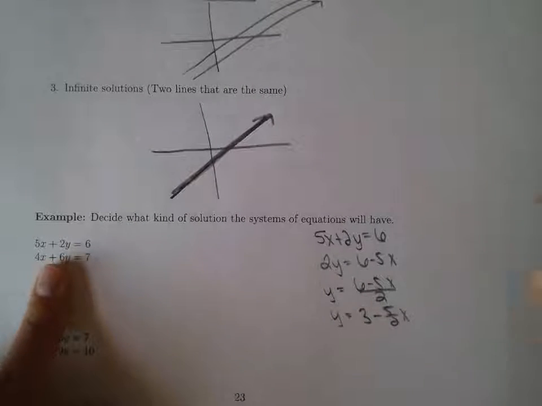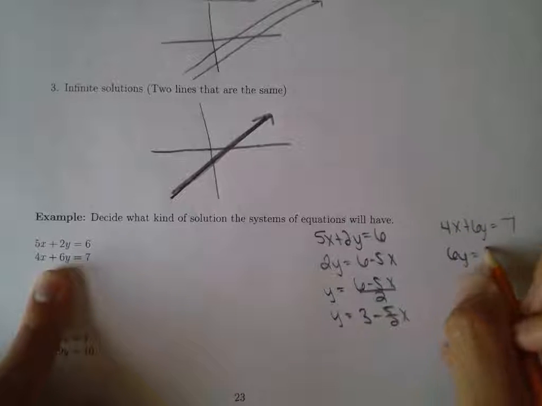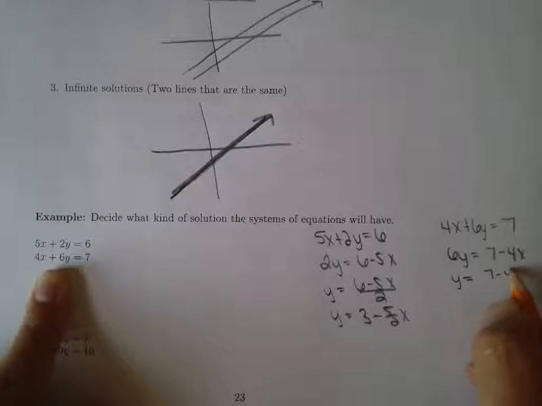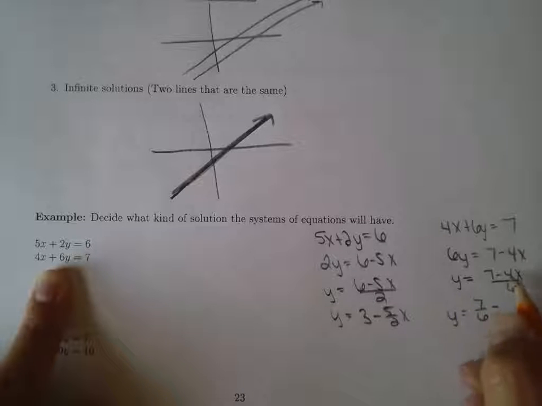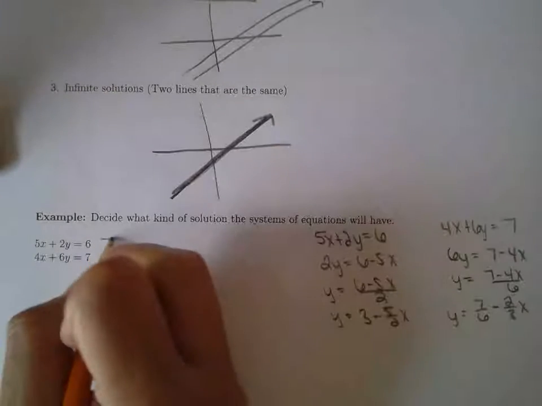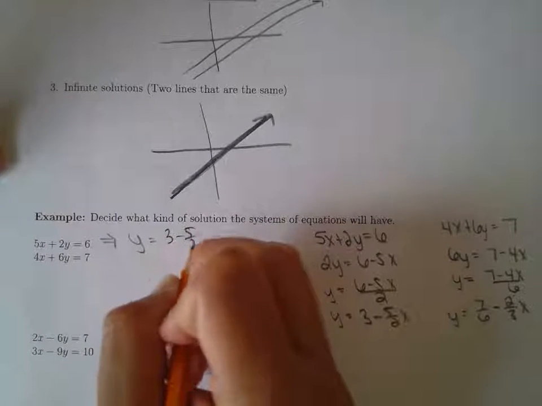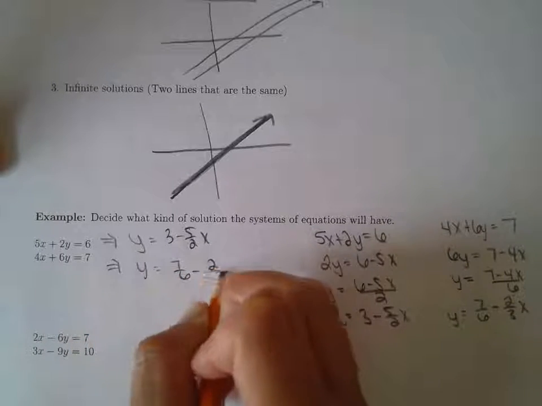Now I'm going to do the next line. We have 4x plus 6y equals 7. Solve for y. So 6y equals 7 minus 4x. Divide by 6. This would be (7 minus 4x) over 6. So y equals 7/6 minus 4/6 x, or 2/3 x. Okay, so you guys can see, I'll go ahead and copy these again. y is 3 minus 5/2 x, and y is 7/6 minus 2/3 x.